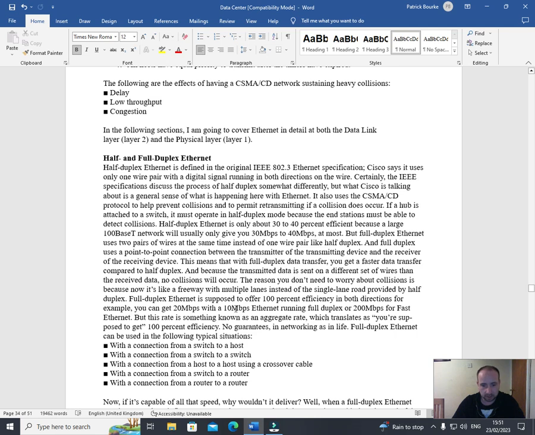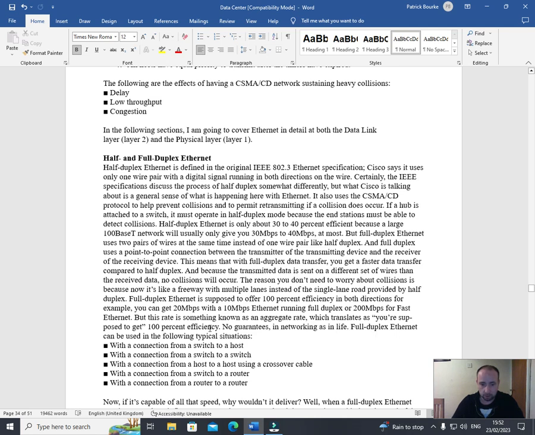Full duplex Ethernet is supposed to offer 100% efficiency in both directions. For example, you can get 20 Mbps with a 10 Mbps Ethernet running full duplex, or 200 Mbps for fast Ethernet, but this rate is something known as an aggregate rate, which translates as you're supposed to get 100% efficiency, no guarantees in networking as in life.